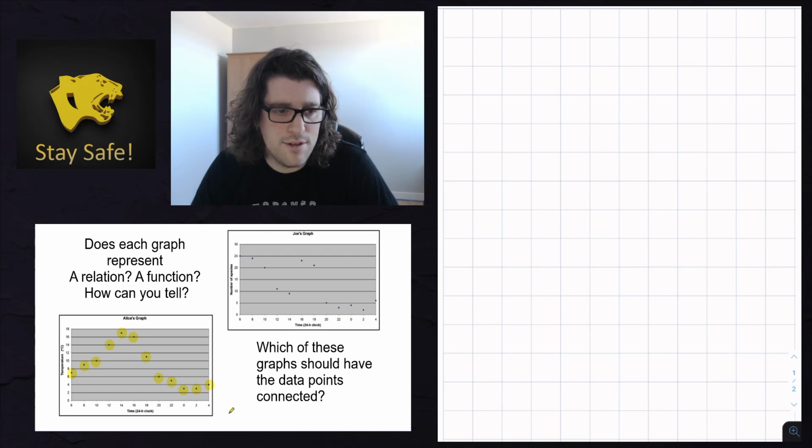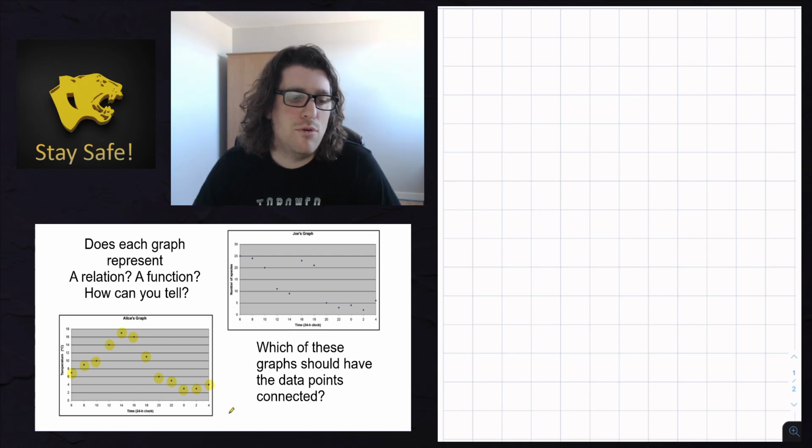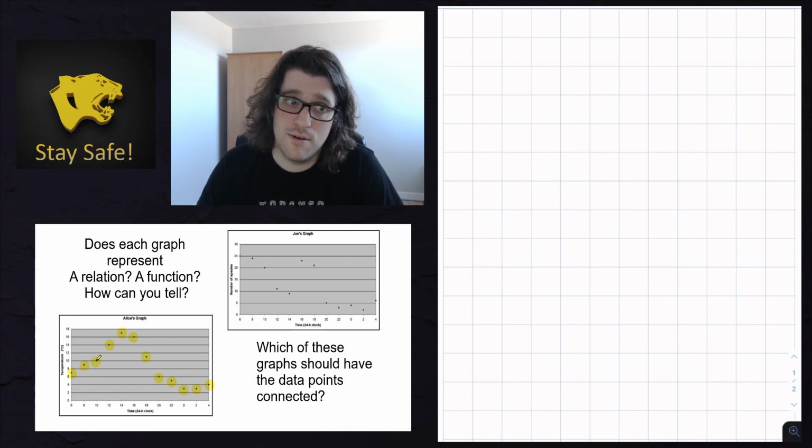So for Alice's graph, when we go along at 6 o'clock, which is along the time, the x-axis if you wish, or this bottom axis, we can look up, and there is one dot that occurs at 6 o'clock. At 6 o'clock, the temperature is 7 degrees Celsius. All right, moving along. At 8 o'clock, the temperature is 9 degrees Celsius. At 10 o'clock, the temperature is 10 degrees Celsius. At 12 o'clock, the temperature is 14 degrees Celsius.